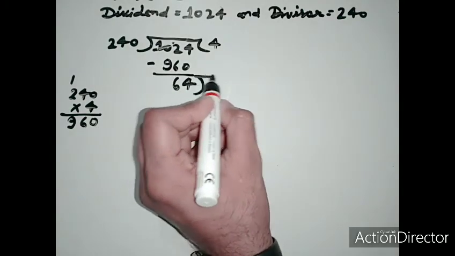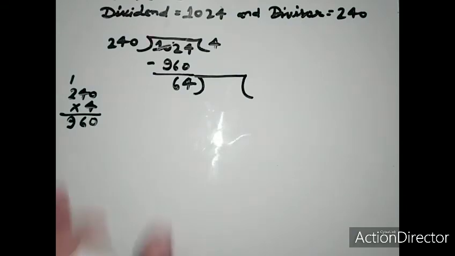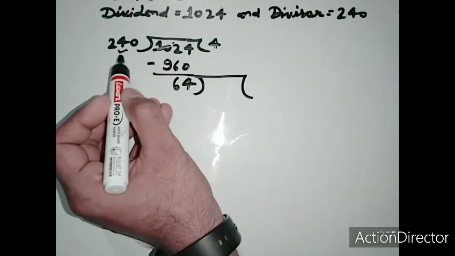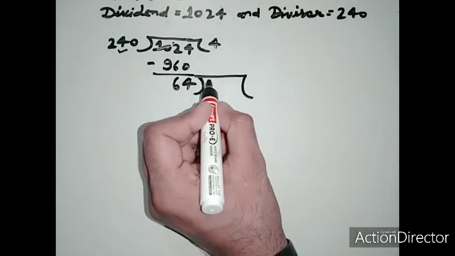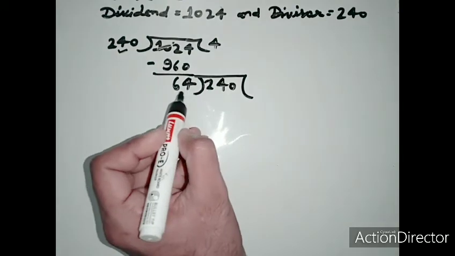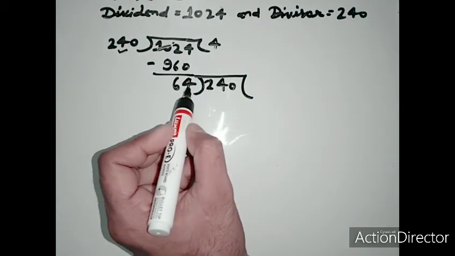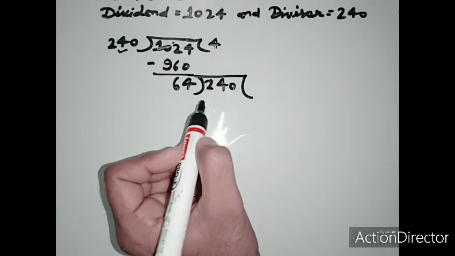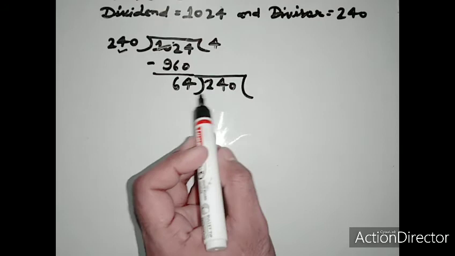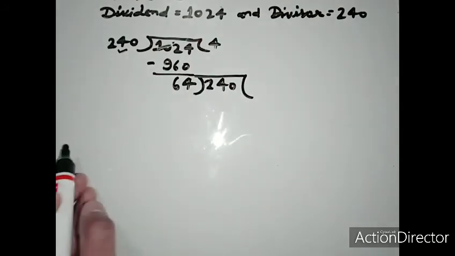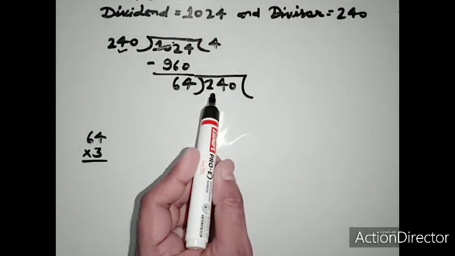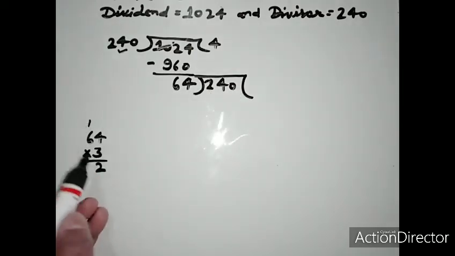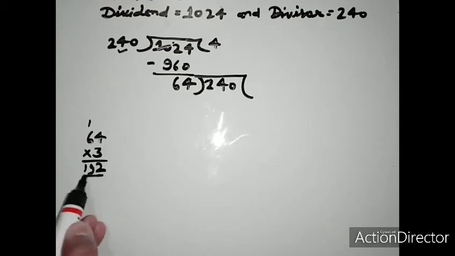Now, so here we take, because 240 is divisor here, but here we take as a dividend, and this remainder 64 take place as divisor here. Okay, so now how many times 64 divide 240? So here, so 64 divide 240 3 times. 4 3s are 12, 2, 1 carry here, 6 3s are 18, 1 19, 192.